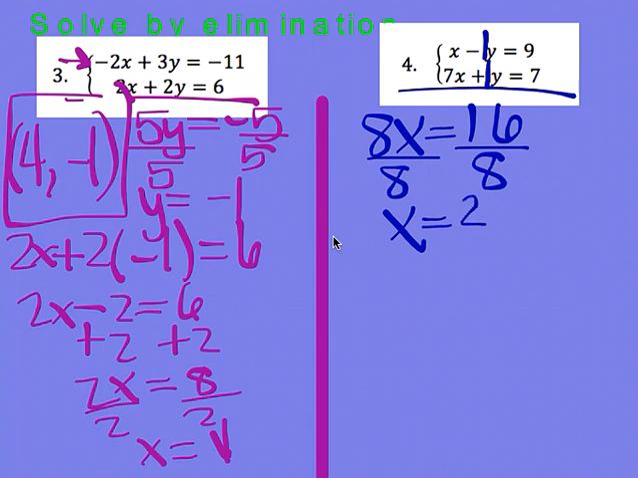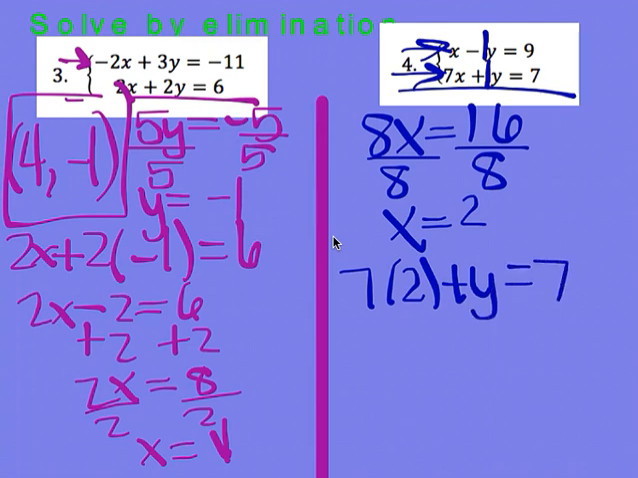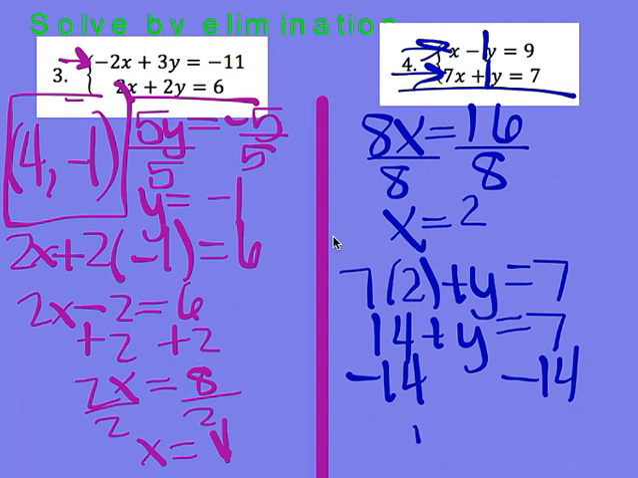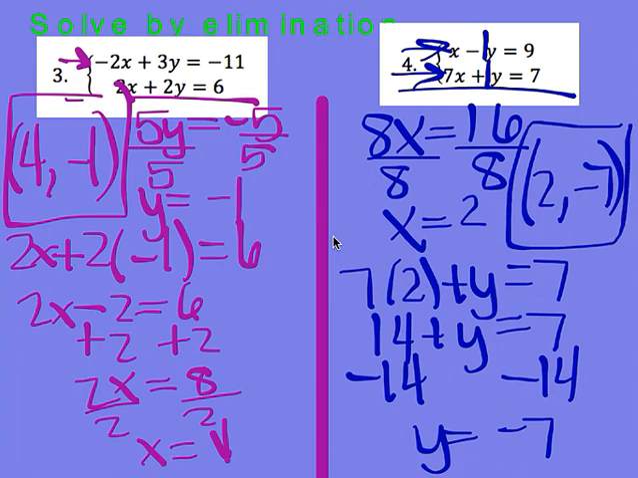Okay, so then I can plug it into either one of those equations. It doesn't matter which one. So let's plug it into the bottom one. So we're going to have 7, and then I know my x is 2, so I'm going to plug that in for x, plus y is equal to 7. So then I'm going to get 14 plus y is equal to 7. Subtract 14 from both sides, and I get that y is equal to 7 minus 14, which is a negative 7. So then what I end up getting is 2, negative 7, and that's my final answer for number 4.